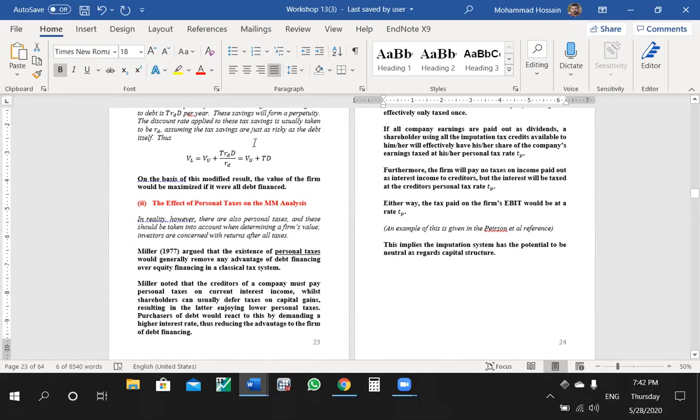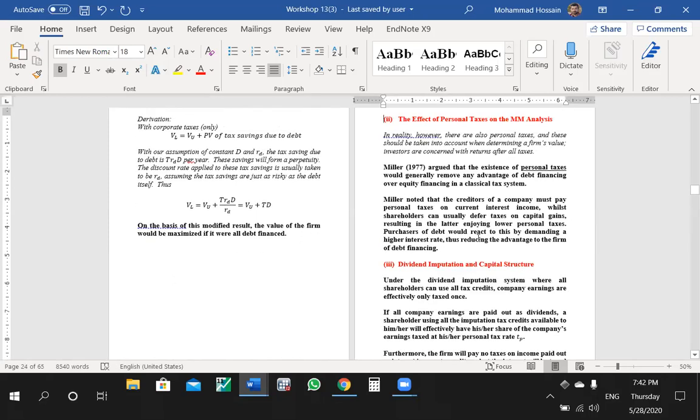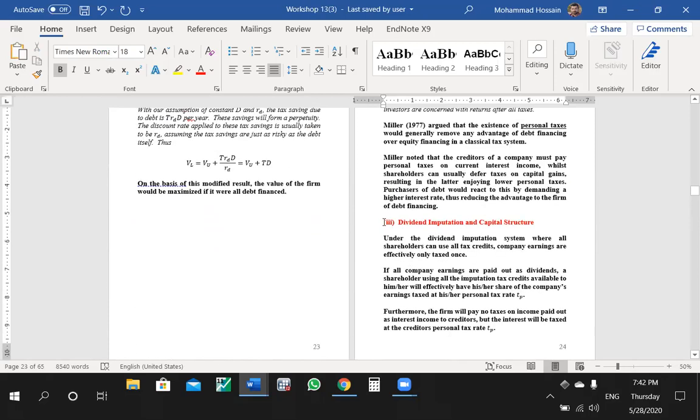So they showed you here how they calculated this value: T times RD times D divided by RD. So RD cancels out, and only TD will be left. Anyway, let's move on. This is nothing rocket science, to be honest.